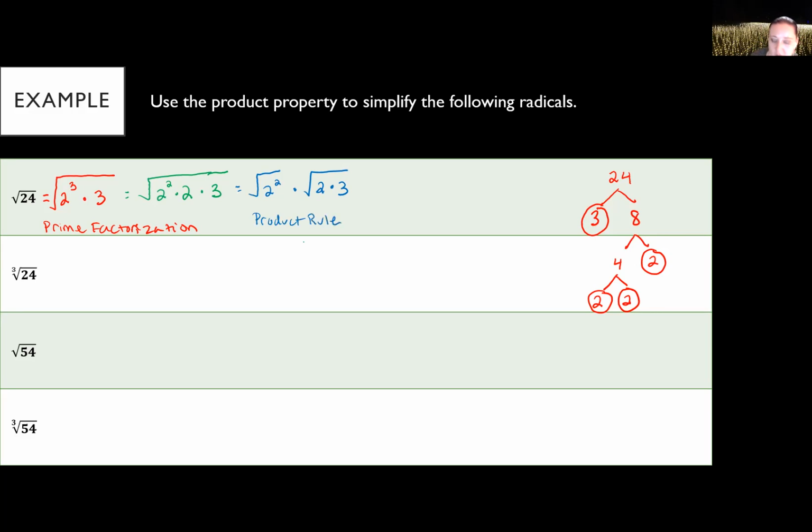Then the next step is to simplify. So the square root of 2 squared, that square root cancels out the exponent of 2, and we're left with 2 on the outside. And then inside the radical, I recombine those to get the square root of 6. And so this gives us a final answer of 2 times the square root of 6.